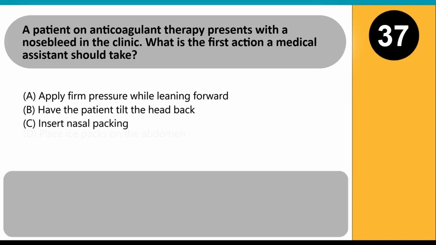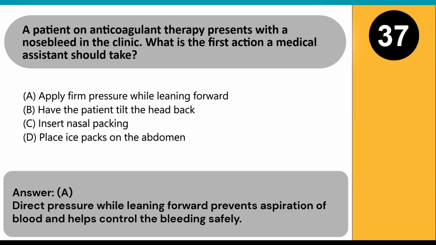procedures. A patient on anticoagulant therapy presents with a nosebleed in the clinic. What is the first action a medical assistant should take? A. Apply firm pressure while leaning forward. B. Have the patient tilt the head back. C. Insert nasal packing. D. Place ice packs on the abdomen. Answer: A. Direct pressure while leaning forward prevents aspiration of blood and helps control the bleeding safely.